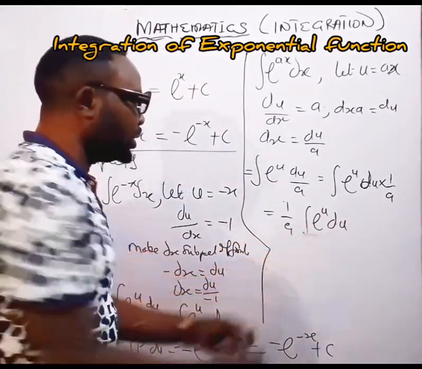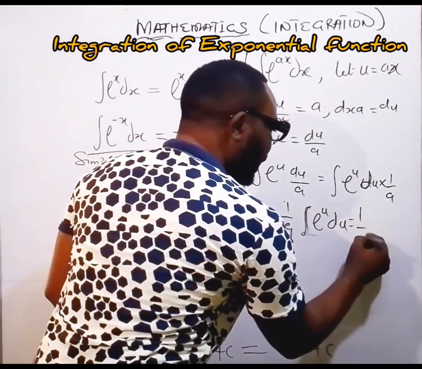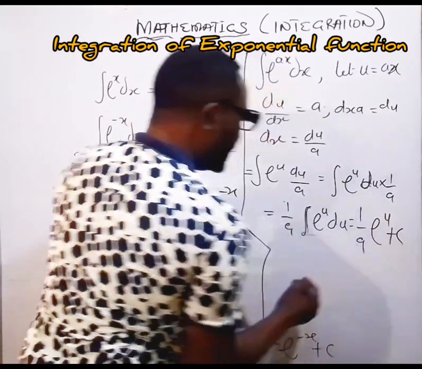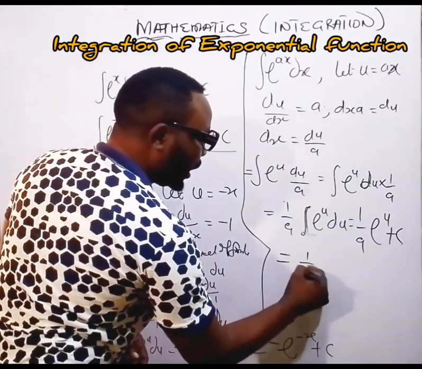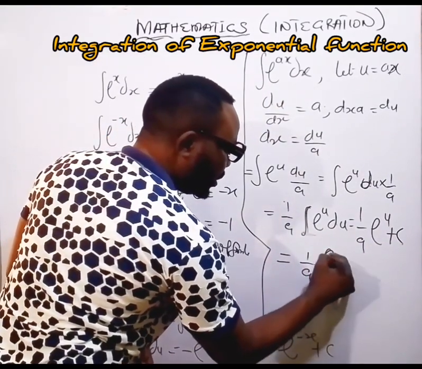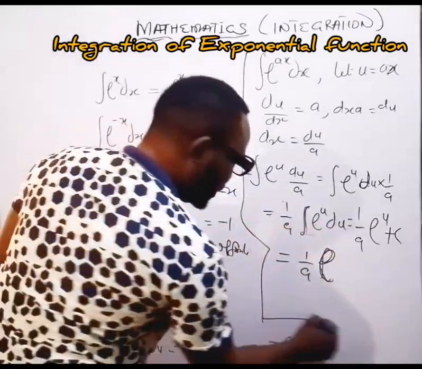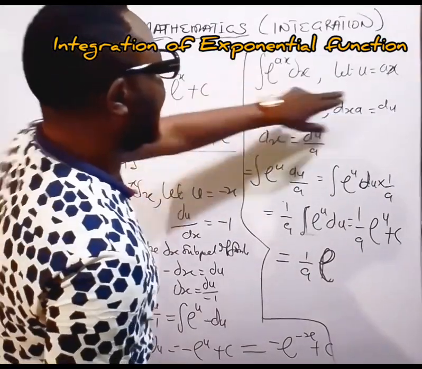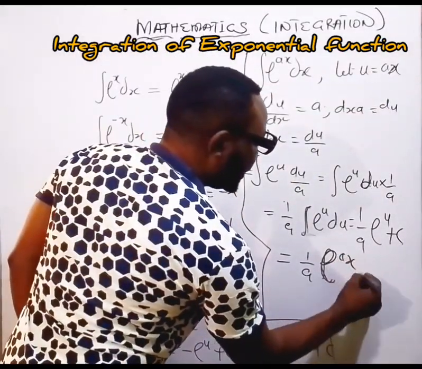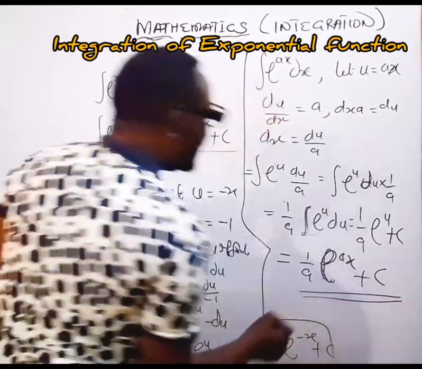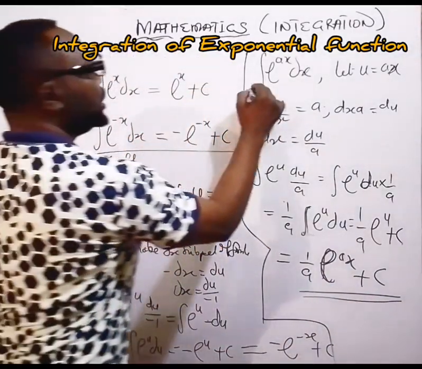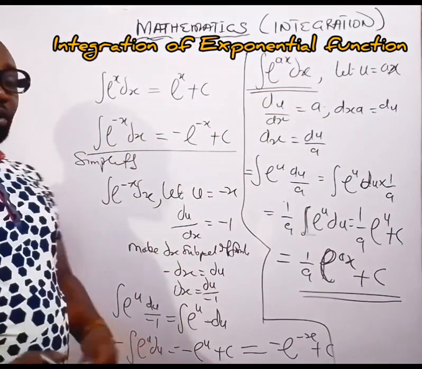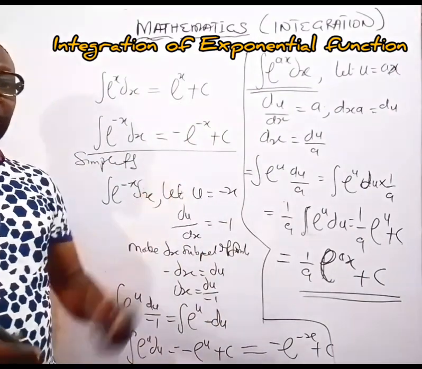Now I have this exponential u du here, which is going to be equal to 1 over a exponential u plus c, which eventually becomes 1 over a exponential, what is the value of u? U is taken to be ax plus c. So that is the value of exponential ax dx. The same way you are going to solve as many as possible exponential expressions.